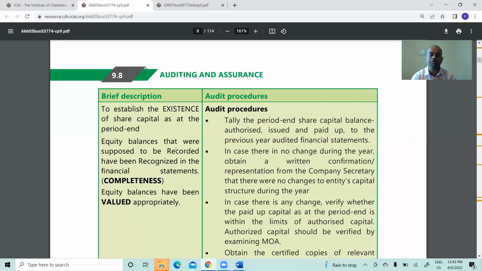This is assertion. So you need to write: the auditor has to ensure that the equity balances that are supposed to be recognized during the year are properly recorded. This can be achieved by these audit procedures. So the left side is the objective of the auditor, and the right side is how the objective can be achieved, the audit procedure.